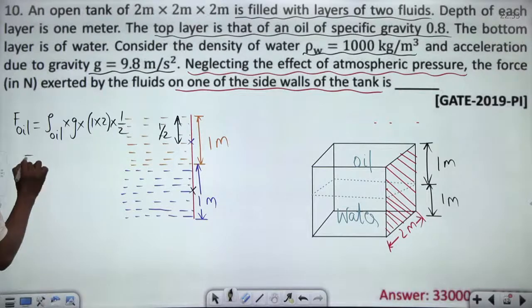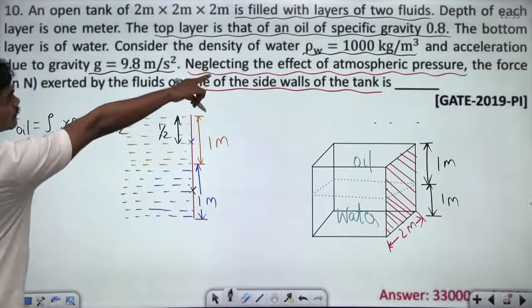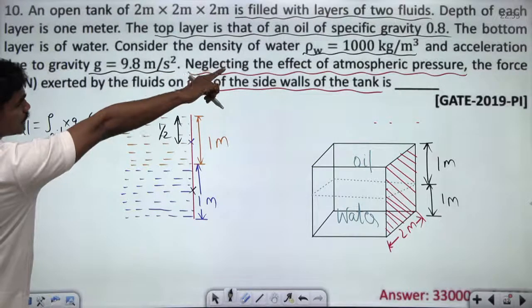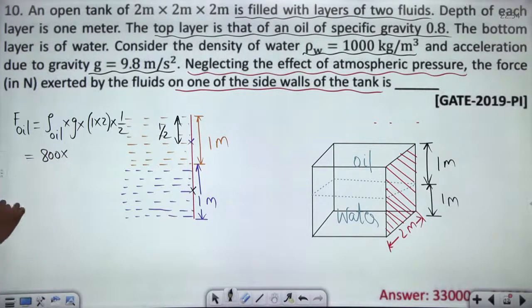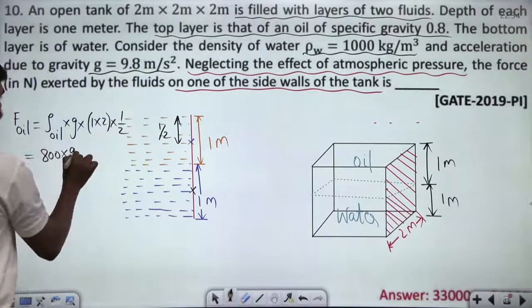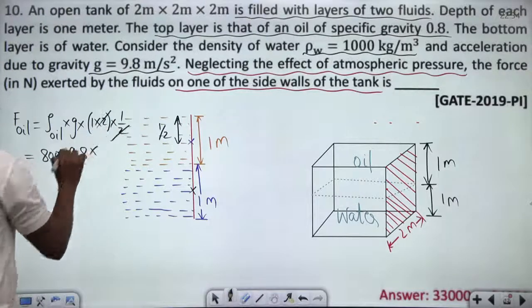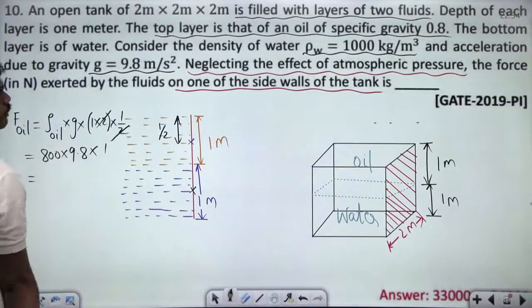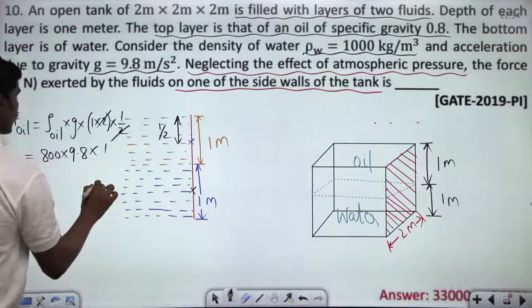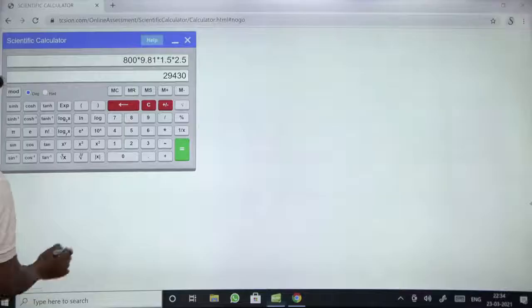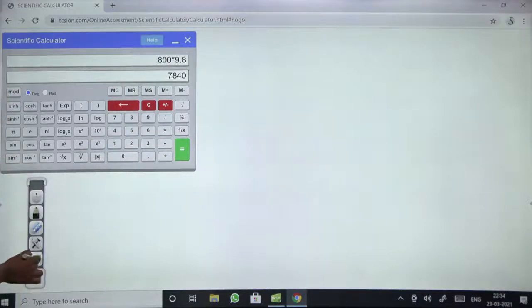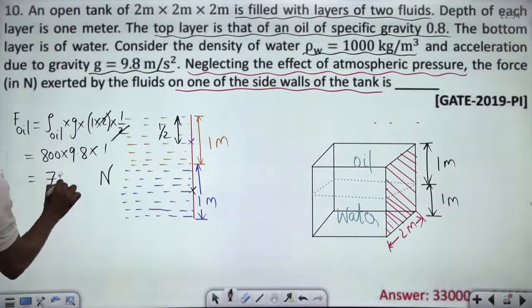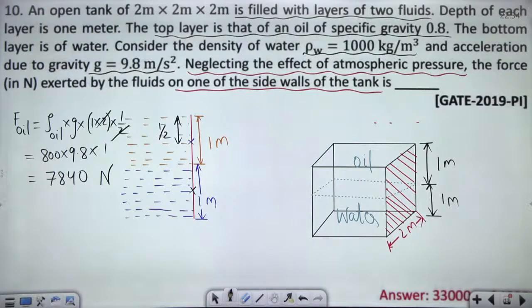The density of oil is given. It's 800. Yes, the specific gravity is 0.8, so the density of oil is 800, and acceleration due to gravity is 9.8. So 9.8 into this, the 2 gets cancelled, so this is 1. So 800 into 9.8 newtons. 800 into 9.8 gives 7840. So a total of 7840 newtons is the force exerted by the oil.